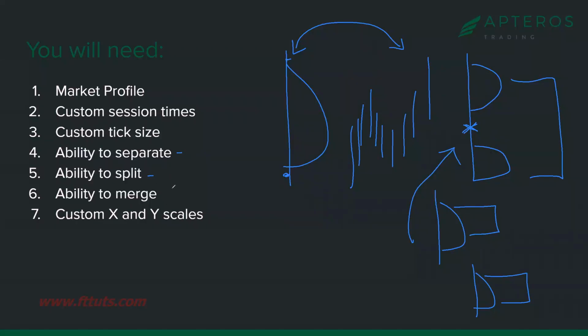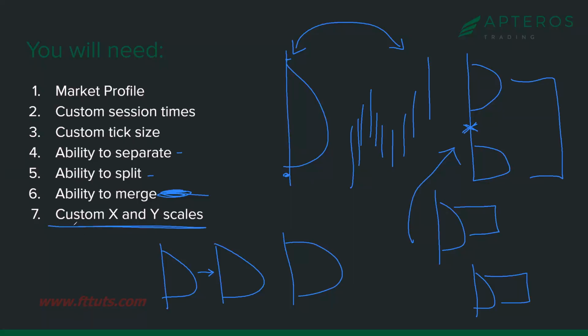But we also need the ability to merge. This is a must-have. If we have this day and this day, we're going to put them together into one profile consisting of 2 days, and we're going to use that. And then you have to be able to adjust your scales, both on the x-axis and the y-axis. I'll show you what I mean by that. Not only be able to adjust them, but be able to say, don't mess with my scale, please. Leave my scale like it is. Don't keep automatically adjusting it like automatic scales do.